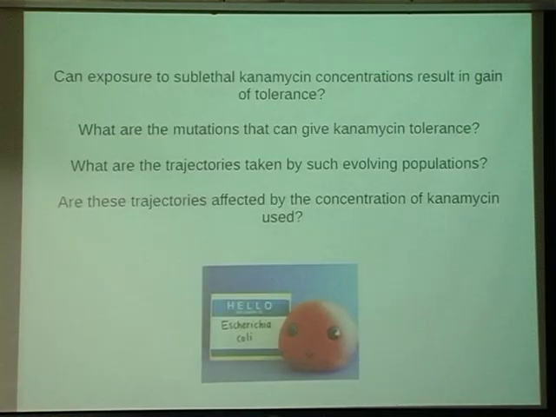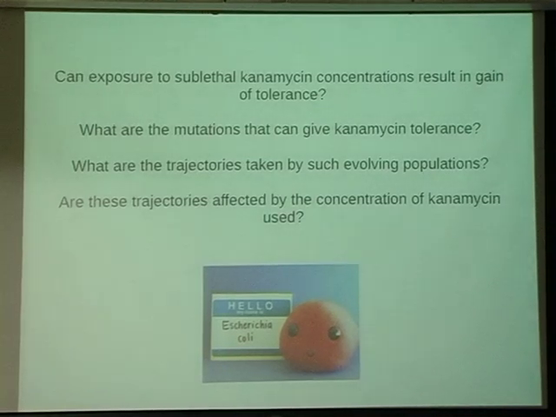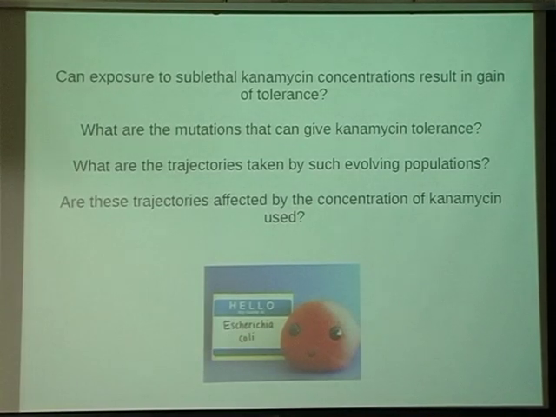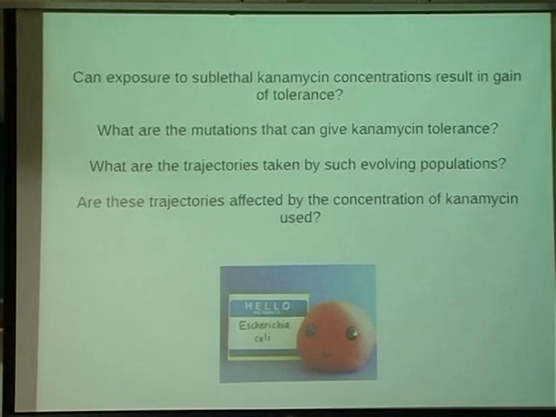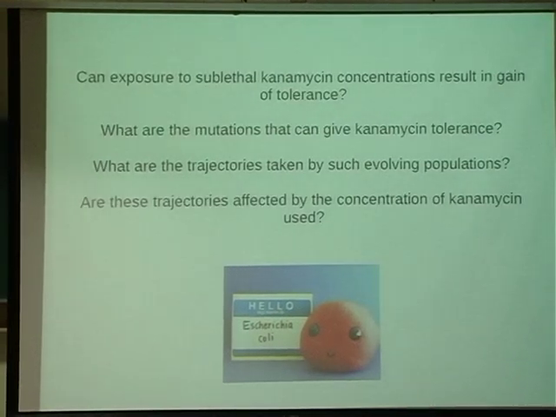So we were curious to try and understand this using E. coli as a model organism, whether growing E. coli in sublethal concentrations can lead to gain in tolerance, and if so, what are the mutations conferring tolerance, and what are the trajectories taken by such evolving populations, as in what sort of mutations, how do the abundances of mutations bearing various levels of tolerance change with time, and also are these trajectories dependent on the concentration used.